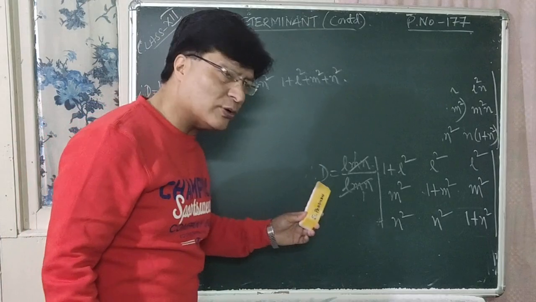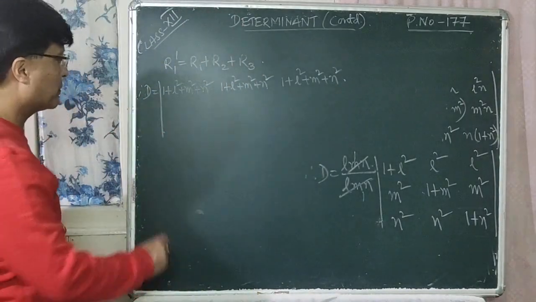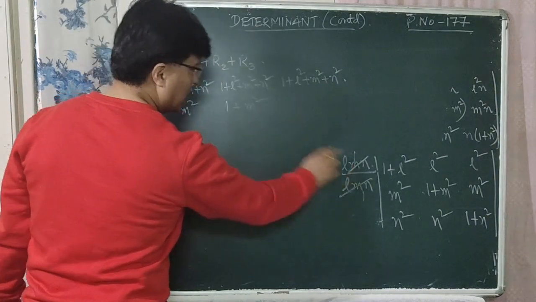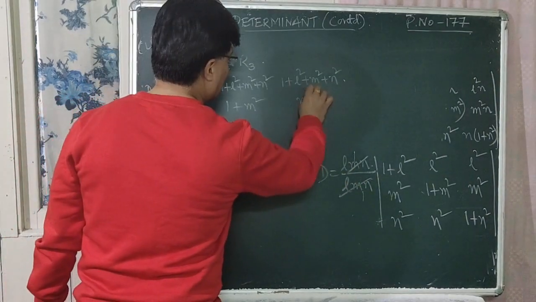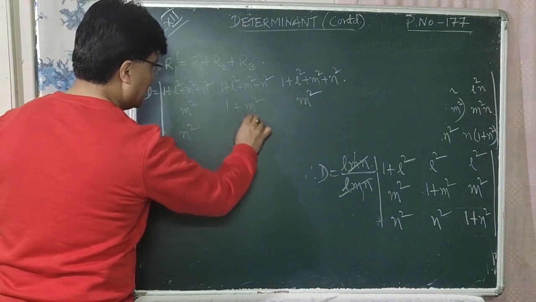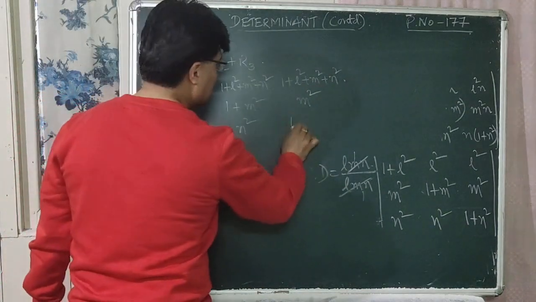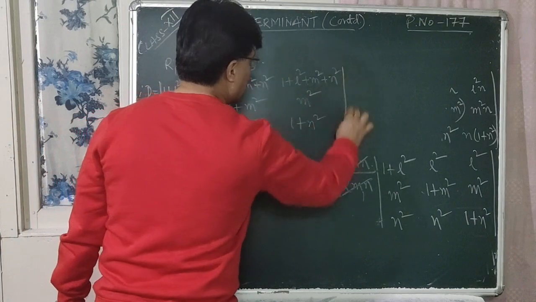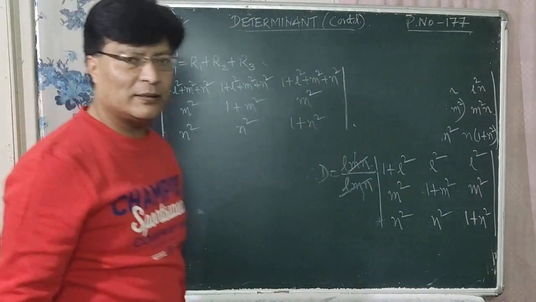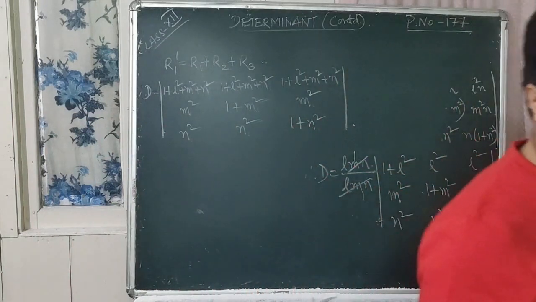Now the second row and third row remain the same. That is L square, 1 plus M square, and this is M square. Next, L square, M square, and that one is 1 plus N square. That is, the second row and third row remain the same, right? Is that clear?